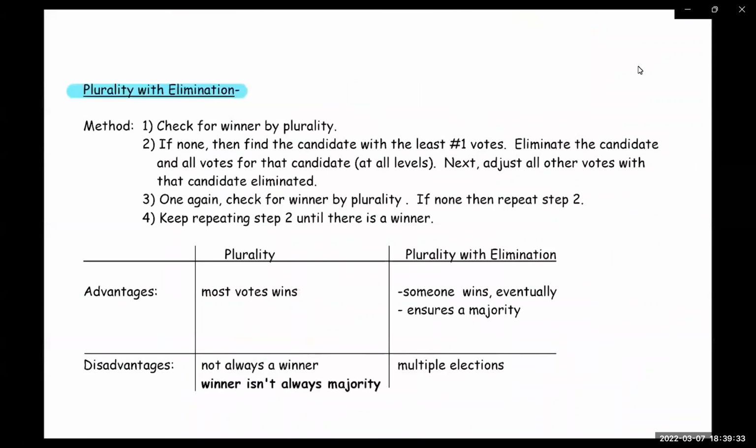So plurality with elimination this time. We check for the winner by plurality. So we do the same thing that we did.